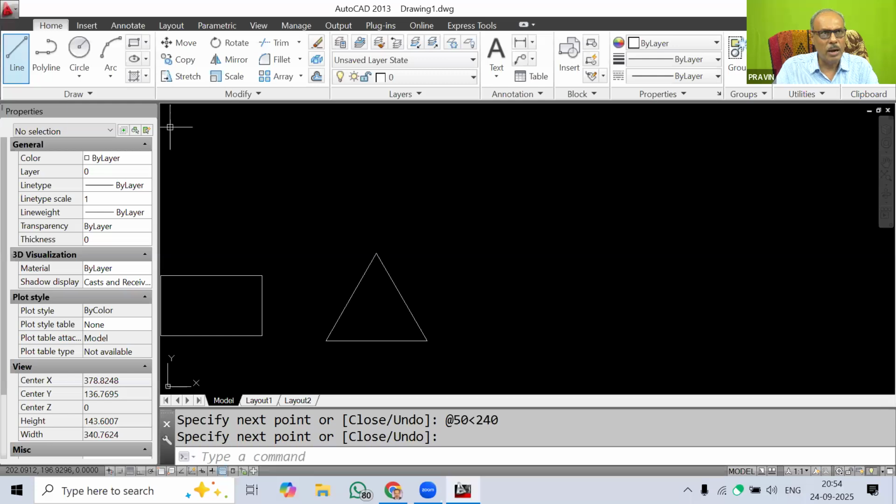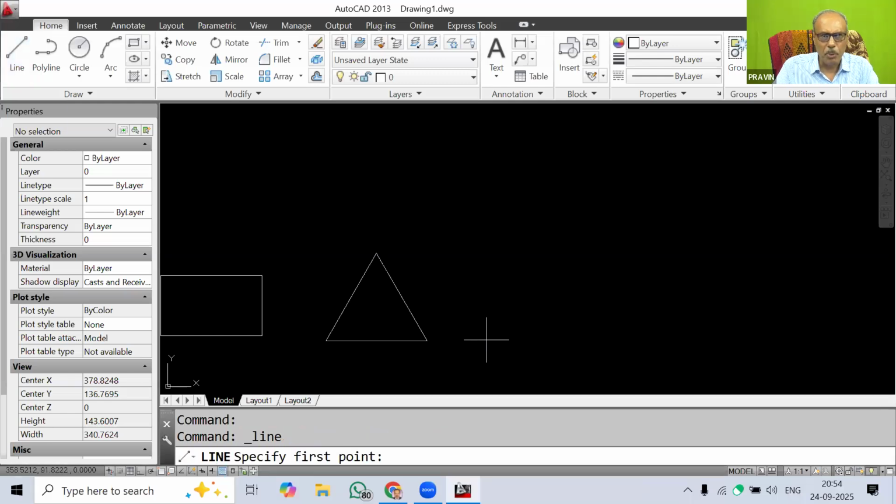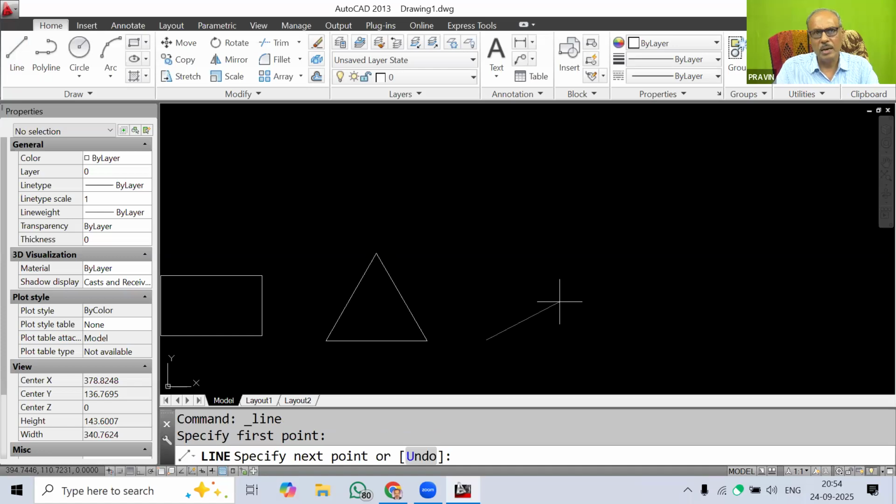So I will start line command. I will type any of the point here, and now I have to draw the pentagon having side equal to 50. 50 side का pentagon चाहिए. So what I will do? I will type here at 50 less than 0 because I need horizontal line. So this is okay. Now I want pentagon. So because the total angle of this circle is 360 degree, so divide by 5. So it comes out to be 72. So I have to take all the angles in the multiple of 72 degree, that we have to remember.